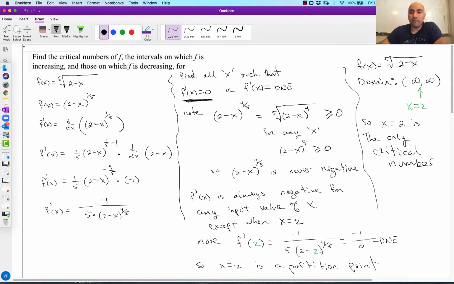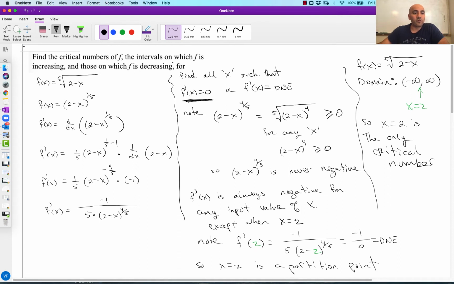There will be cases where we find a partition point and then we come back and think about the domain and it might not be in there. And if it's not in there, then it's not a critical point. So there are values that can be partition points, but they don't upgrade to become a critical point, a critical number. Okay, so we found the first part, find the critical numbers of f.